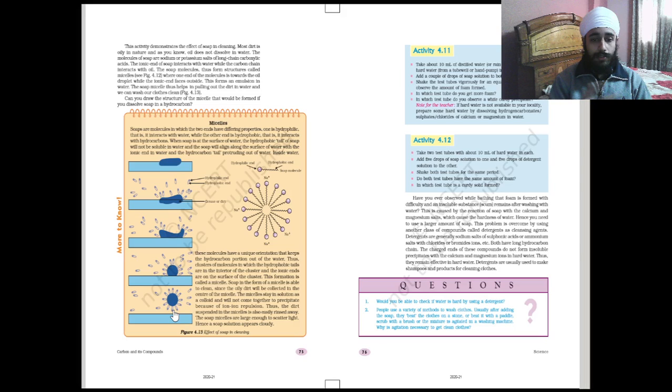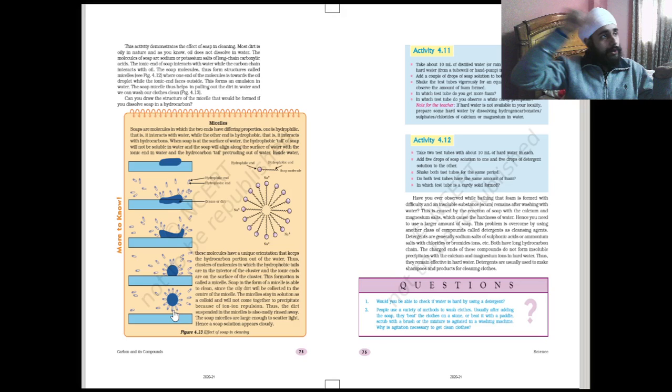The soap micelles are large enough to scatter light. When you make a foam in your hand and put it in front of a light, yellow or white, you find that it scatters the light, and you can see different colors, like VIBGYOR as well. Thus a soap solution appears cloudy.